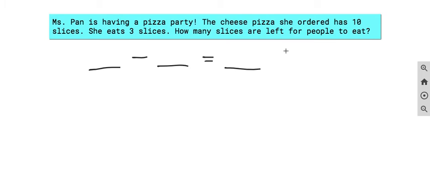What's the starting number here? The cheese pizza she ordered has 10 slices. What's our takeaway number? She eats 3 slices. And we're trying to figure out how many slices are left for people to eat. Use this to help you figure out an equation to show the problem. Another friend also said that we can set up by making 10 shapes. She decided to use circles. So we'll do the same.